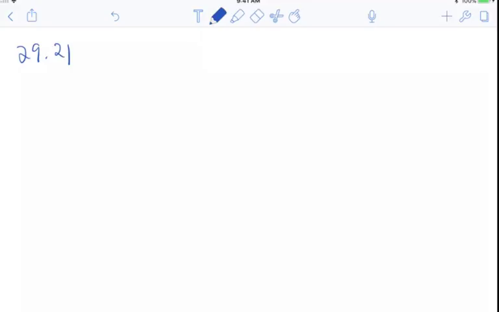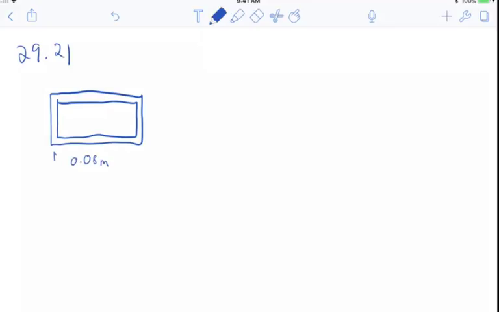Well, that's a lovely question. So let's start by drawing it. It's always helpful to draw it. So here's our loop, and this length here is 0.08 meters, and this part here is 0.06 meters. And the magnetic field is doing a thing like this.